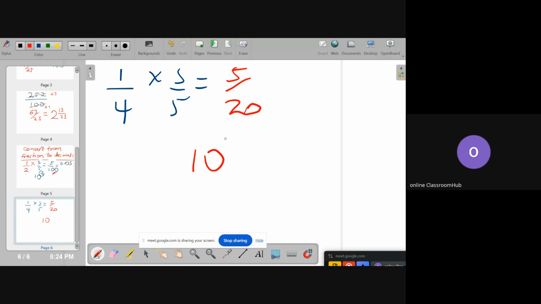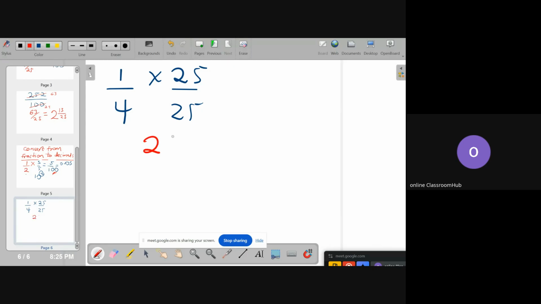But don't forget, 20 is not a power of 10. 10 power, which number will give you 20? There is nothing like that. So 20 is not a power of 10. But we are looking for a denominator which is a power of 10. So it means that we cannot multiply by 5. Now let's multiply by 25 and see. Top 25, down 25. So the top, we're going to have 1 times 25 will give us 25. 4 times 25 will give us 100. And 100 is a power of 10.